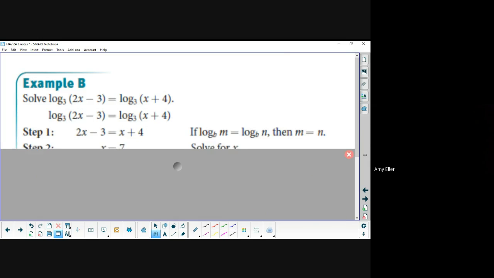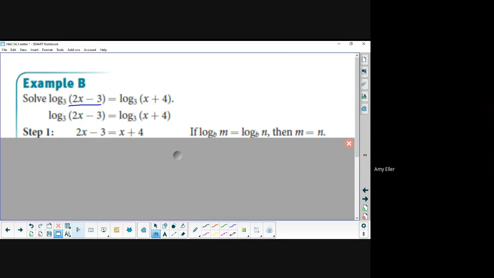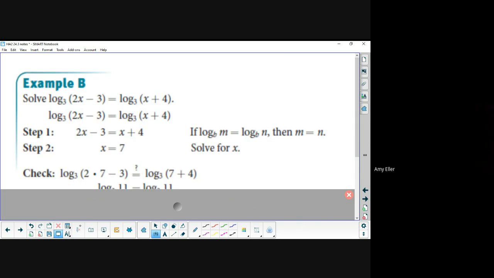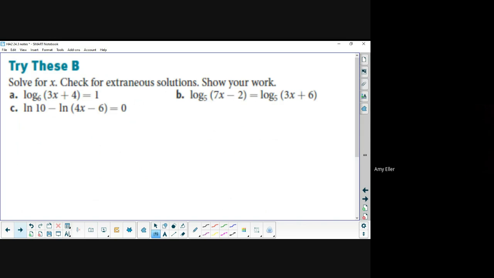So then I can set 2x plus 3 equal to x plus 4. Solve for x. Don't forget to check your work. This will happen sometime, so it's not happening in A, but we can kind of get to it in B. Let's try A just to make sure we're good on that one.